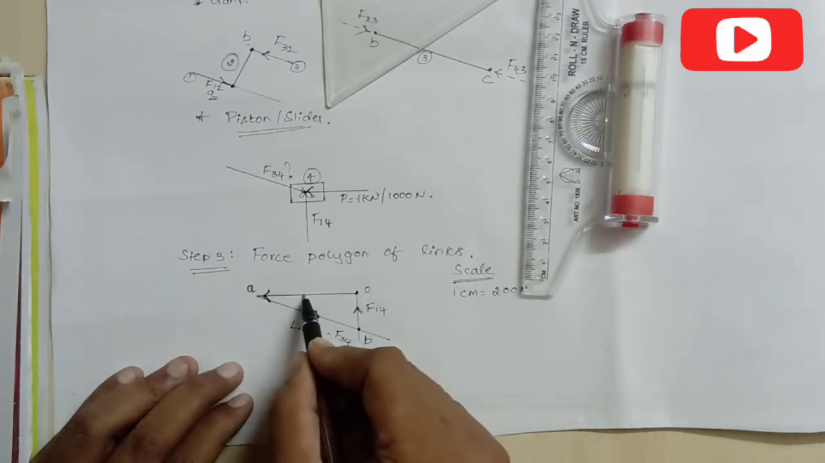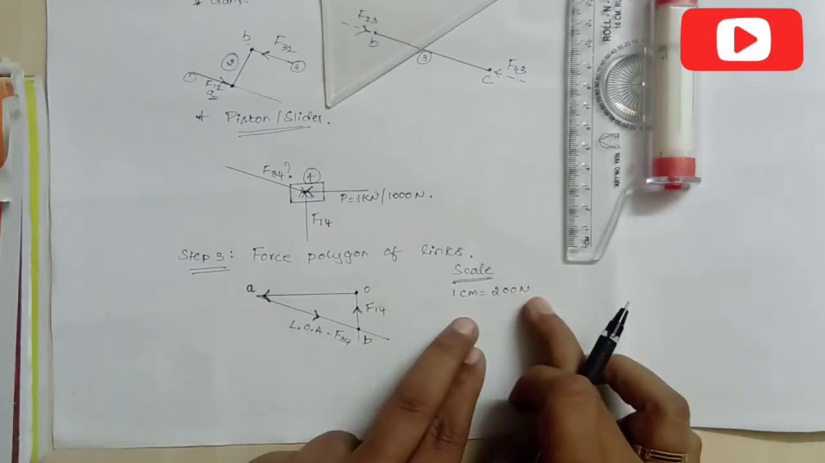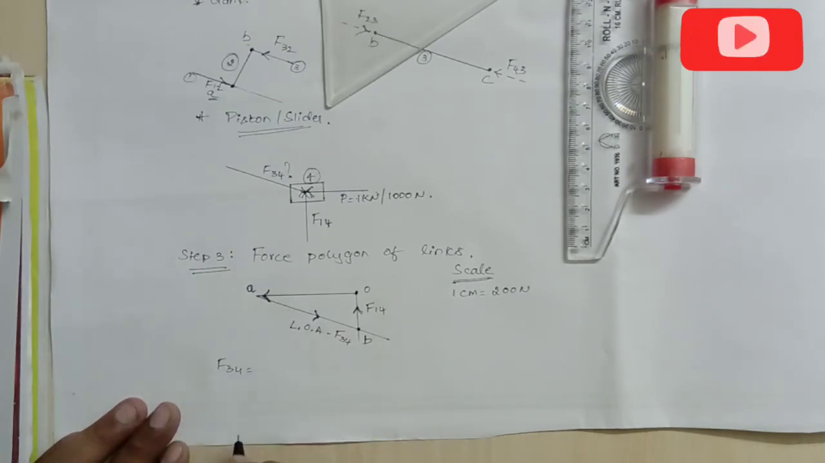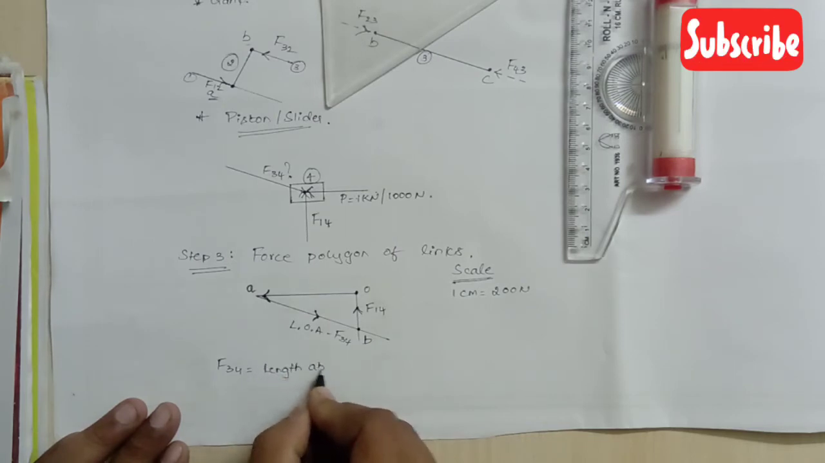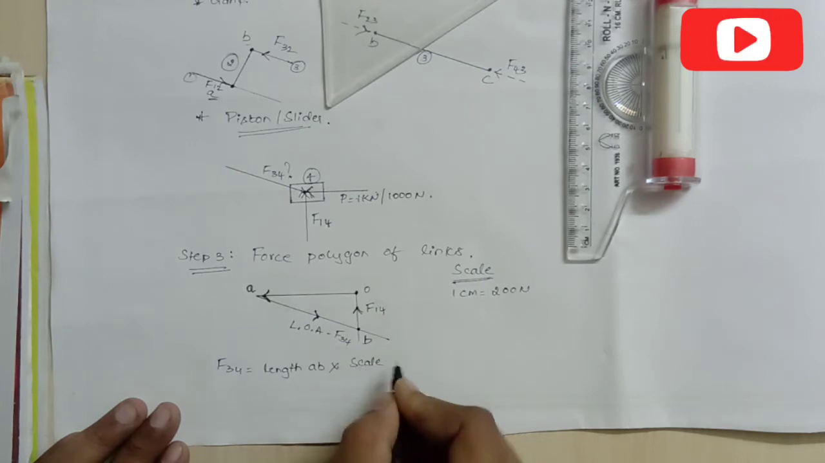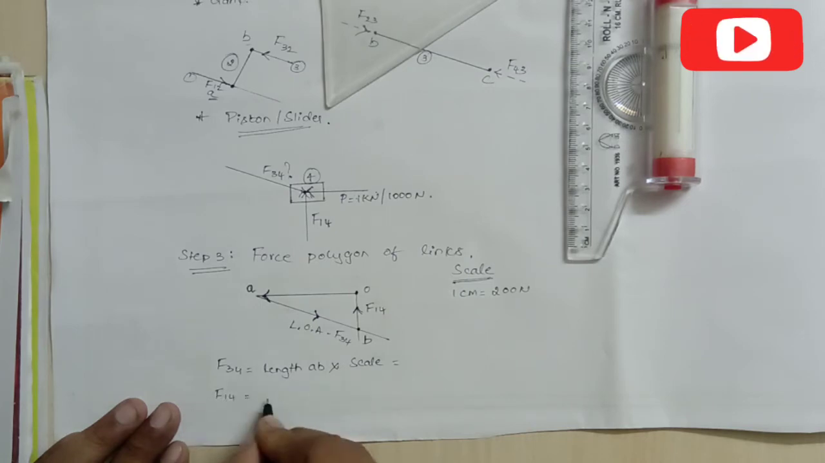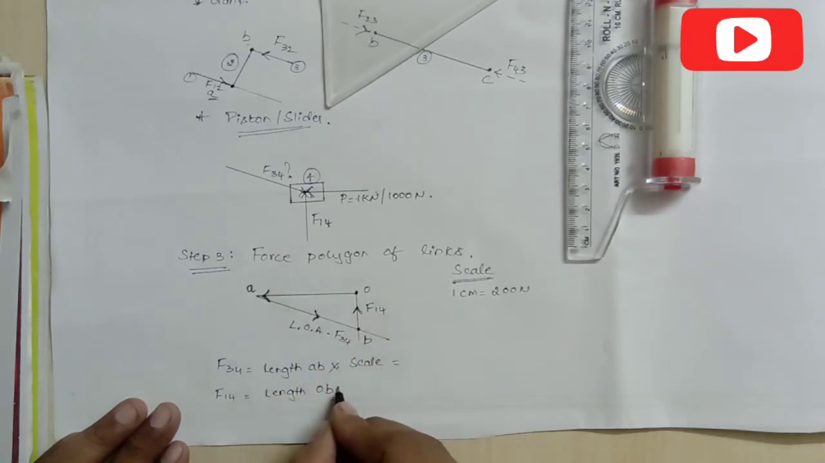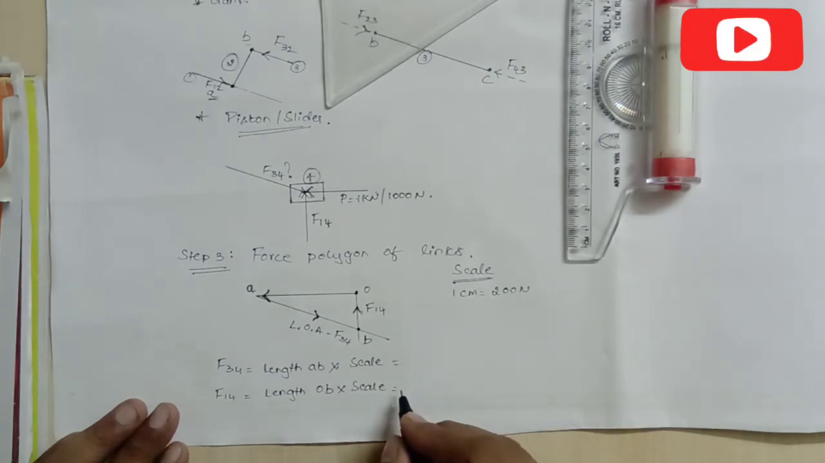Now if this is 5 centimeters, according to this scale, if we measure the length of AB and multiply it by this, we will be able to find out our force F34. So in order to get the value of F34, I will be measuring the length AB and multiplying by whatever scale I have used. Similarly, in order to get the value of F14, I will be measuring the length OB. Both AB and OB are measured from this force polygon and multiplied by the scale, and I will be getting the values of the forces F34 and F14 here.